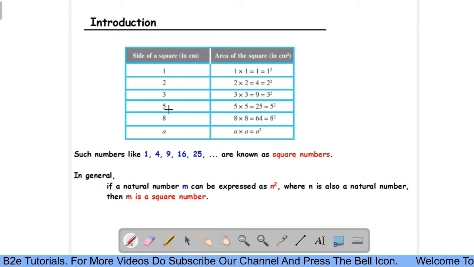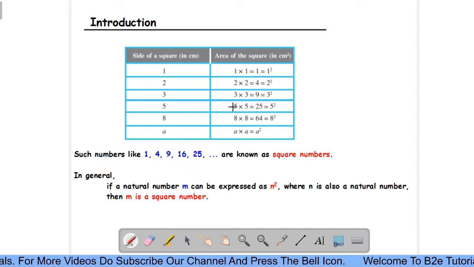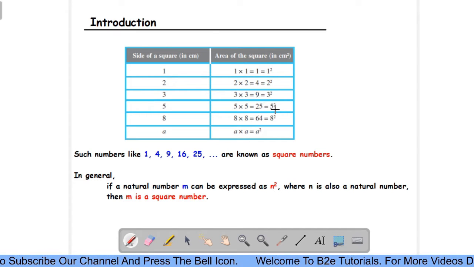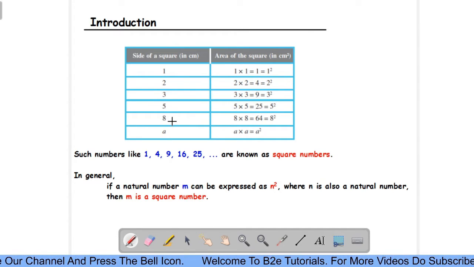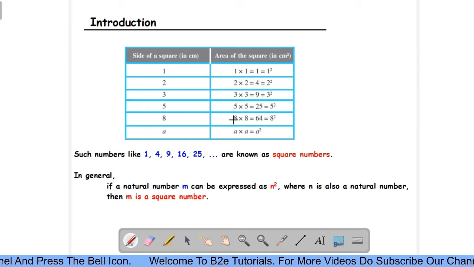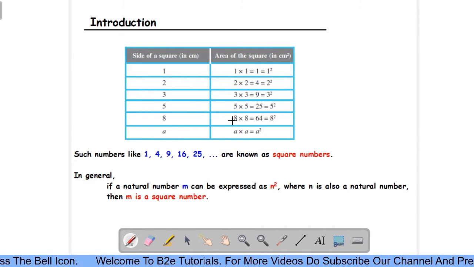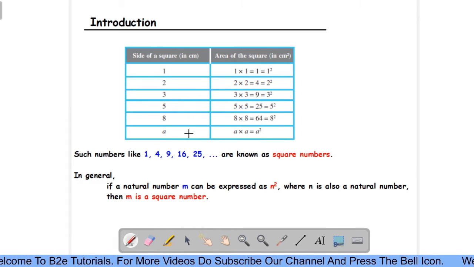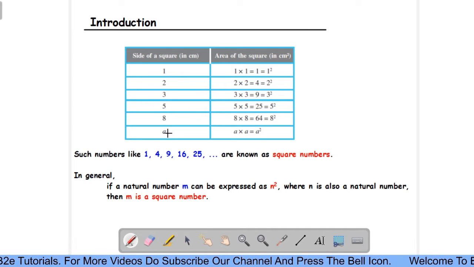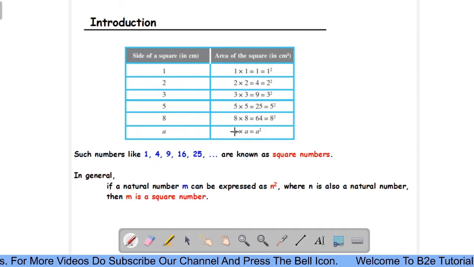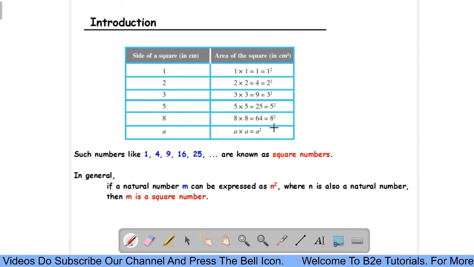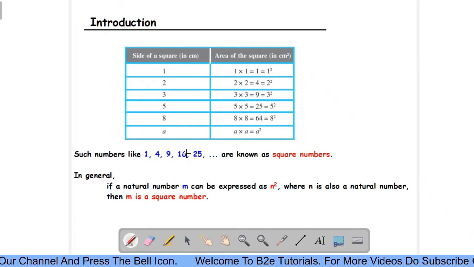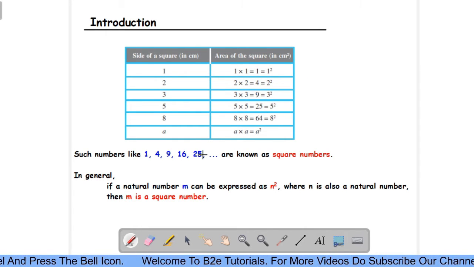Then if the side is 5 centimeter, the area of the square will be 5 into 5, that is 25. It can be written as 5 square. If the side of the square is 8 centimeter, then the area will be 8 into 8, that is 64, and it can be written as 8 square. Similarly, if the side of the square is a, then the area of the square can be written as a into a, that is a square.